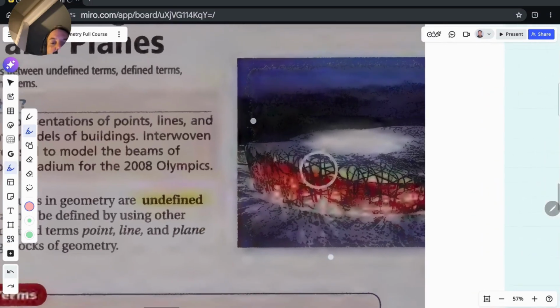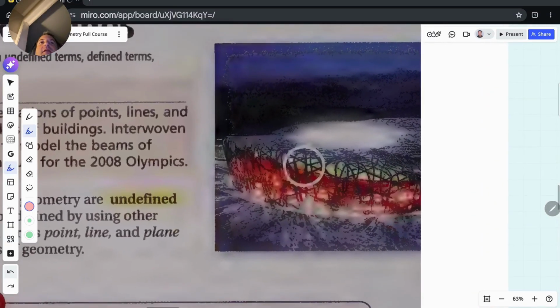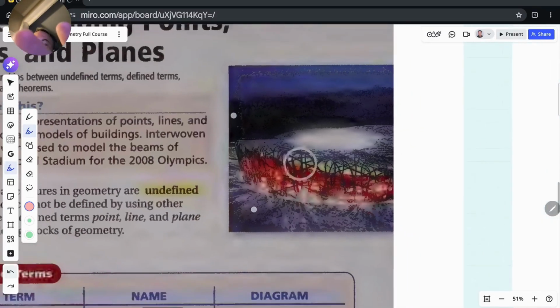A little challenging to see there from the textbook, but this is inside of the National Stadium in Beijing. This was built for the 2008 Olympics. Now, architects who designed the building used tiny dots called points, straight paths called lines, and flat surfaces called planes to plan the entire structure. And today we're going to learn what those three words mean in geometry and how to write them down.